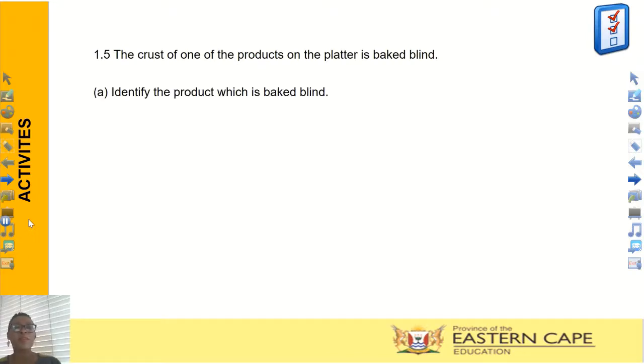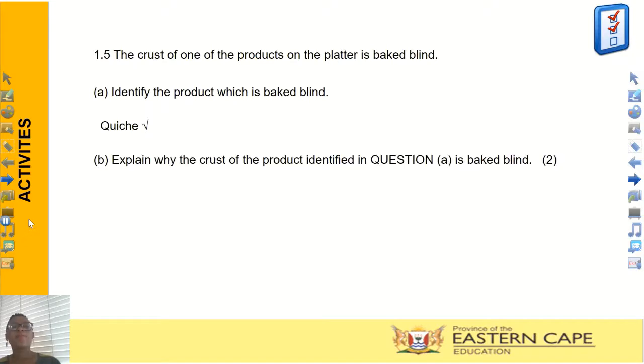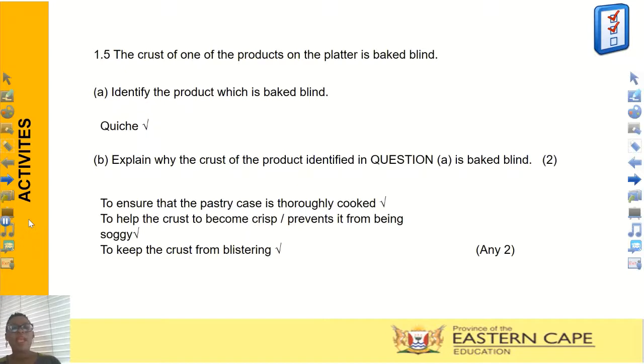Okay, the crust of one of the products on the platter, this is your cocktail snacks. Again, we are integrating with cocktail snacks, is baked blind. Identify the product which is baked blind. So it'll be a quiche, okay, because that was in the examples there. And then the next question says, explain why the crust of the quiche, or the crust that should be identified in A, is baked blind. So why do you bake blind? It ensures that the pastry case is thoroughly cooked. It helps the crust to become crisp and prevents it from being soggy. It also keeps the crust from blistering.